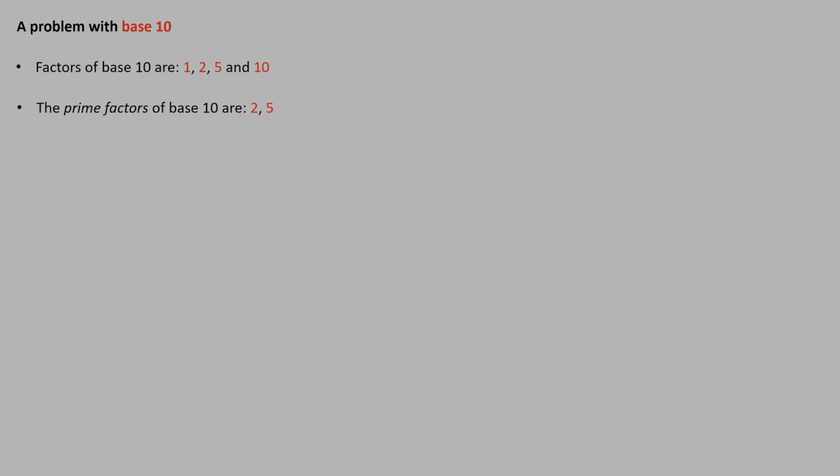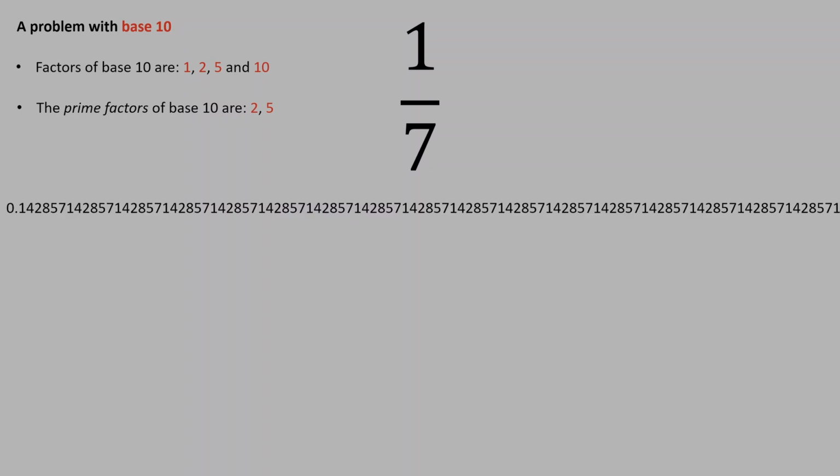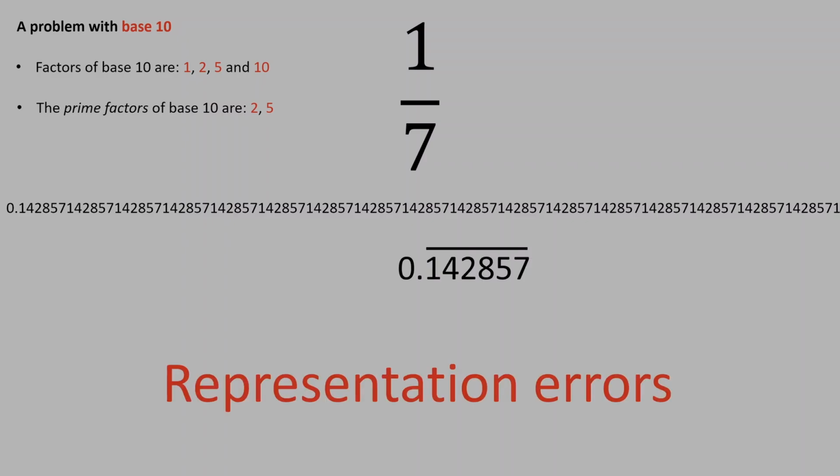Now, there's another example of this, which is 1 over 7. Again, the denominator is not a prime factor of base 10. It's not a 2 or a 5. So we're going to end up with a representation error. Okay, so in both cases, we have something called a representation error. And that purely comes about because of the base we're using.